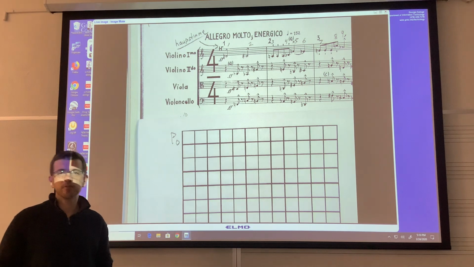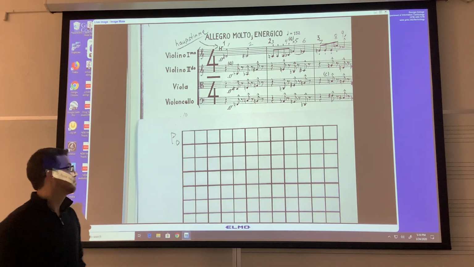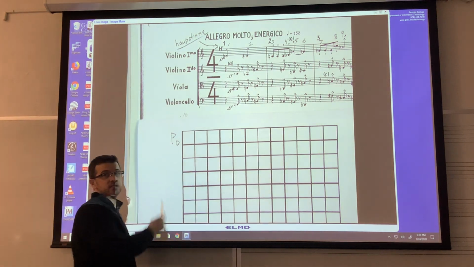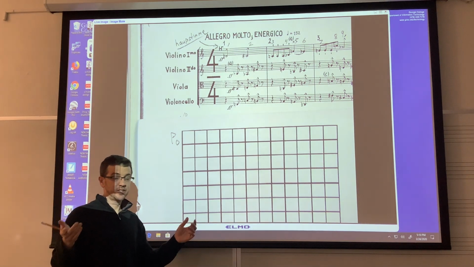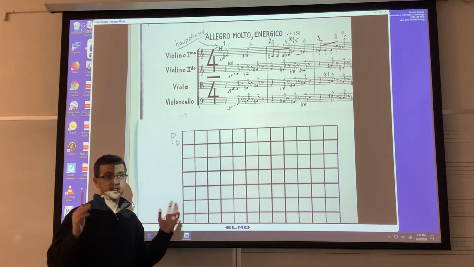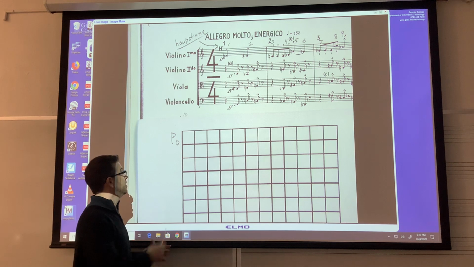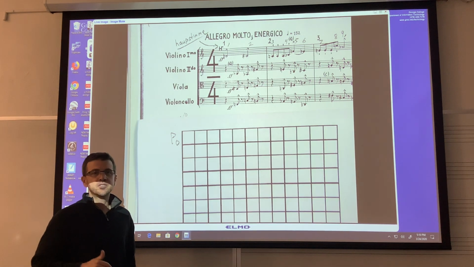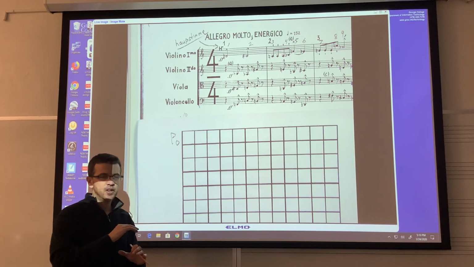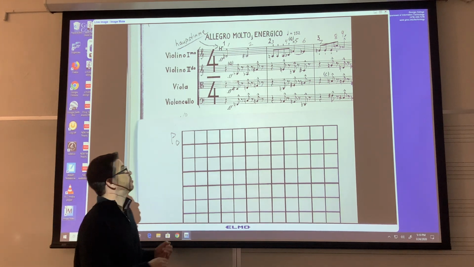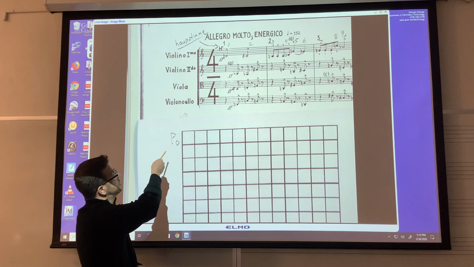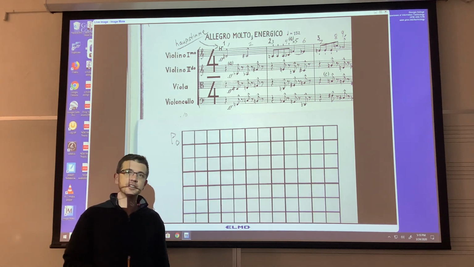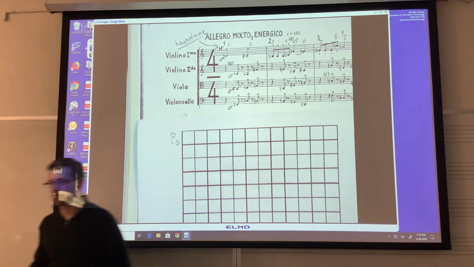P0, that's one of our terms, prime 0. Prime means that it's not upside down, it's not backwards, it's the original, the prime. 0 means we have moved it 0 half steps up. So P0 is the original version, untransposed. And if we go ahead and put all those notes in, we should be able to fill out the top row of this grid.